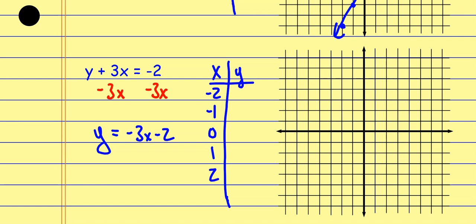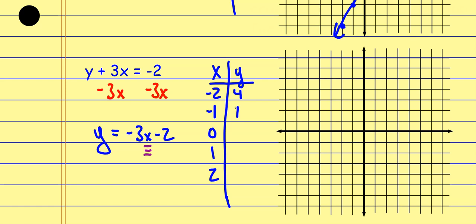Ready? I'm plugging it in right here for x. So I plug the -2 in there for x. So now I have -3 times -2 is a +6. +6 minus 2 is a +4. Now I'm going to plug the -1 in. -3 times -1 is a +3. +3 minus 2 is a +1.